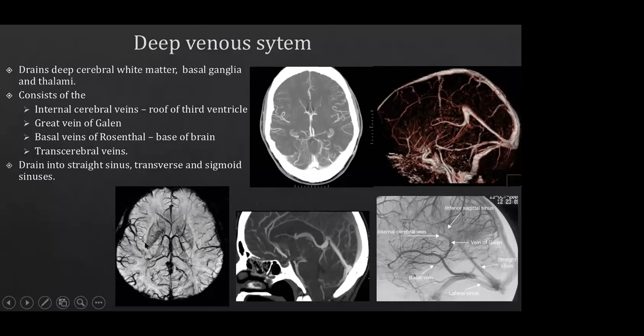It's a beautiful sequence to highlight the veins, and you can see how the venous structures are quite eloquently demonstrated here. And these are the internal cerebral veins, and we look at the anatomy of these internal cerebral veins in detail now. So what we are going to look at in the deep venous system is the internal cerebral vein, the galenic system. We're going to look next at the basal vein of Rosenthal, and we are also going to look at some of the transcerebral veins and their importance.